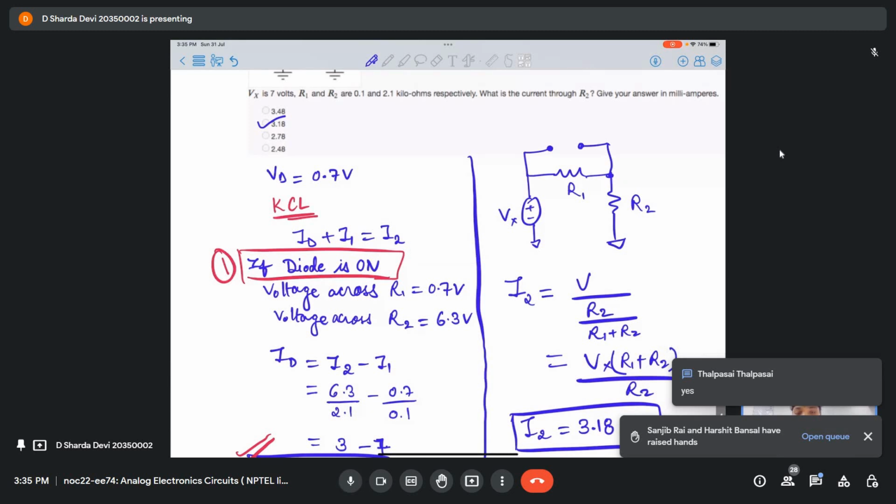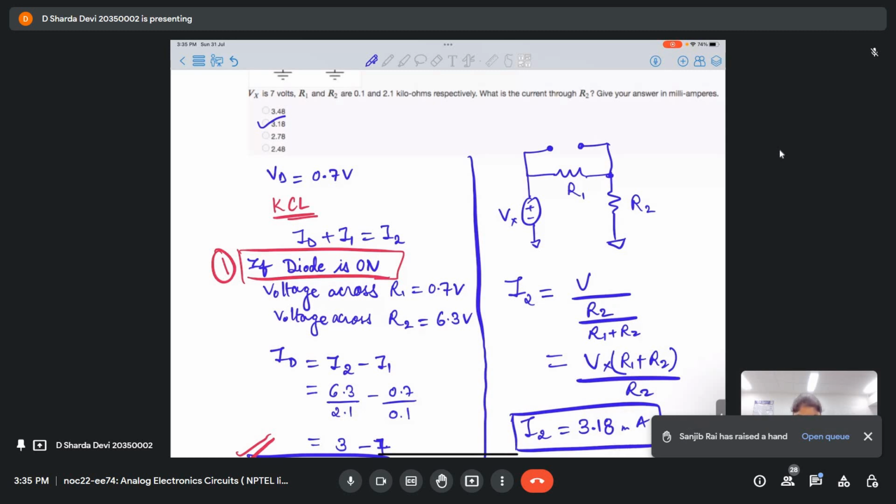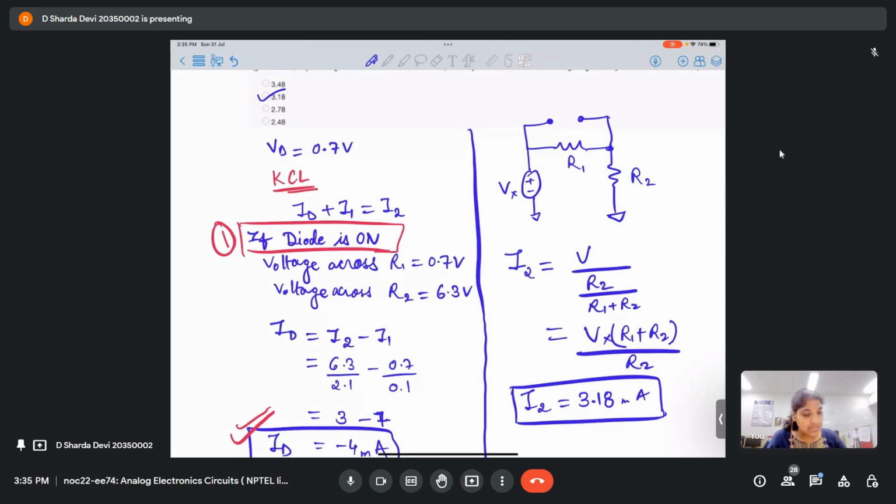Yes, ma'am, I want to know that R1 and R2 are in series with Vx. Then why are we taking V by R2 by R1 plus R2? It's simply voltage division, right? Okay, to make it simple, first of all, what will be the total current? Total current will be Vx by R1 plus R2, right?